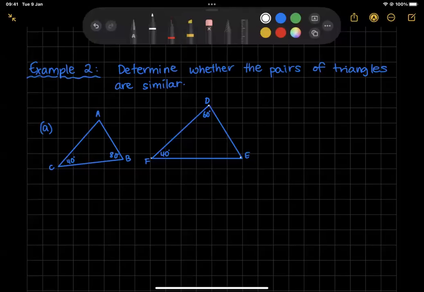Welcome back. This will be part 3 of similar triangles. And today we're just going to go through the second example of similar triangles.